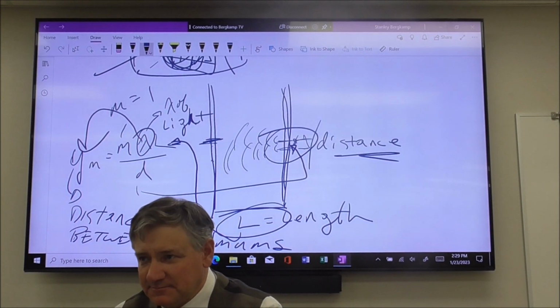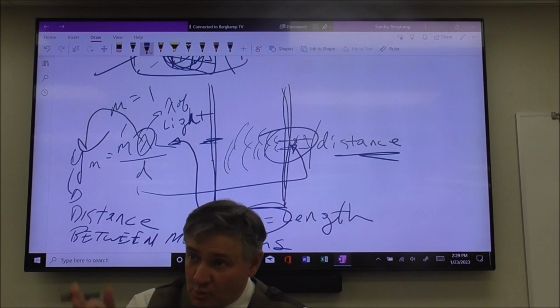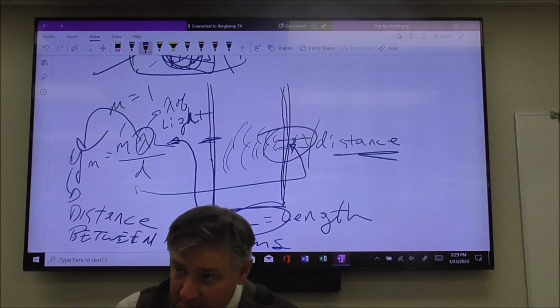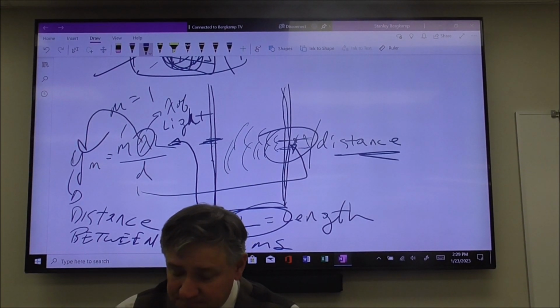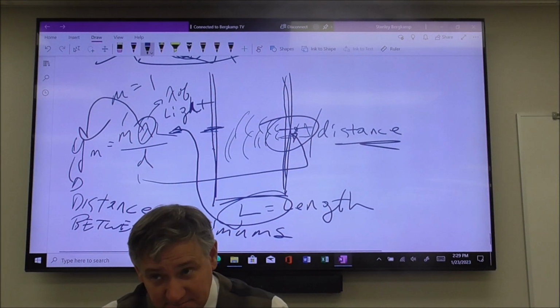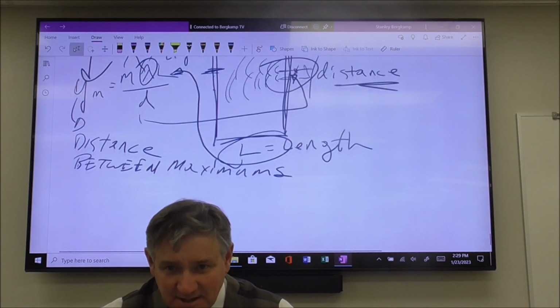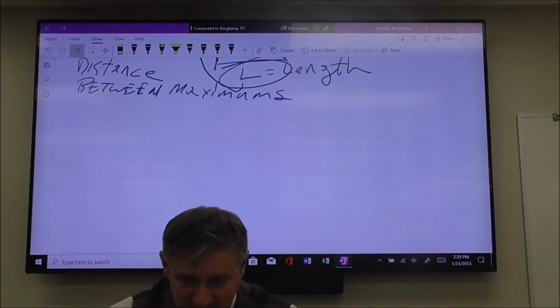Wait, how do you know wavelength becomes smaller though? Just because in water, light is going to slow down. Oh, it's slower? Yeah. But sound is faster in water, right? Yes, sound is faster, but light is slower. Okay?